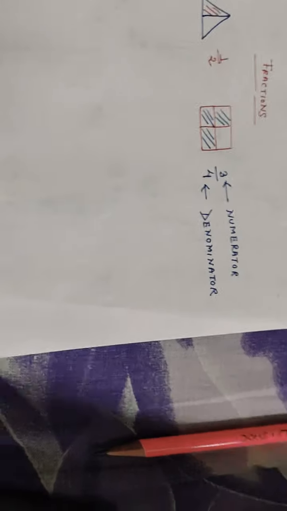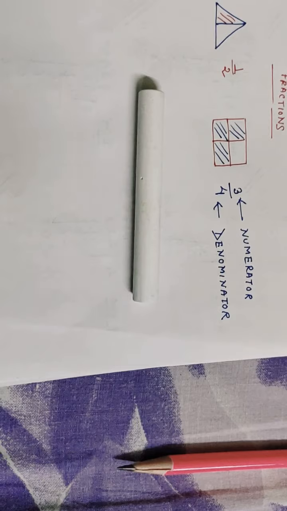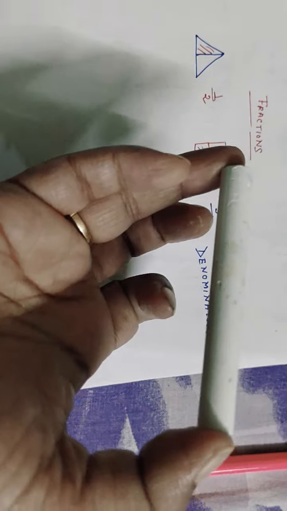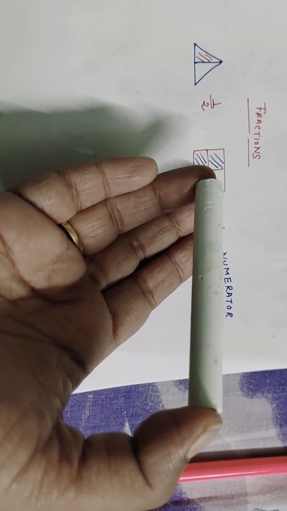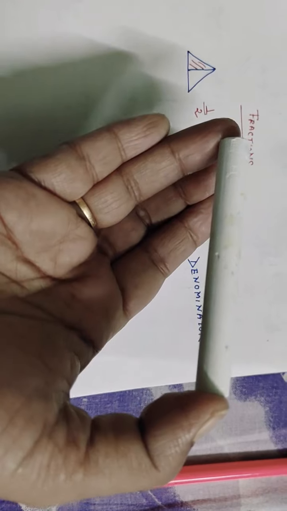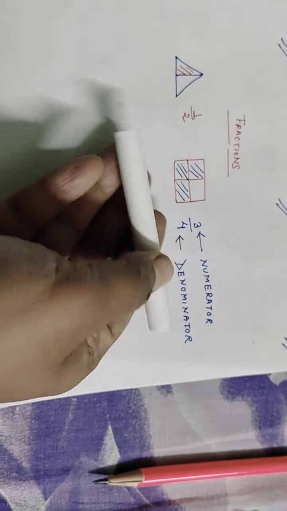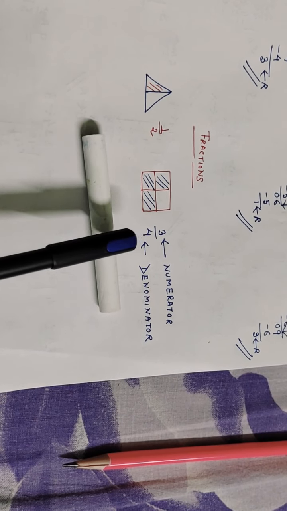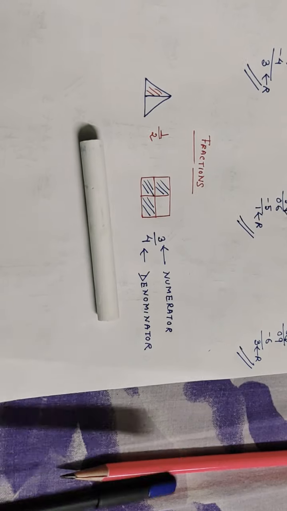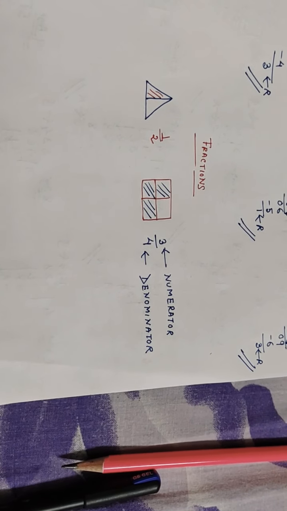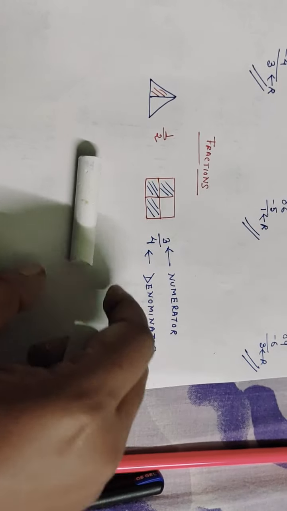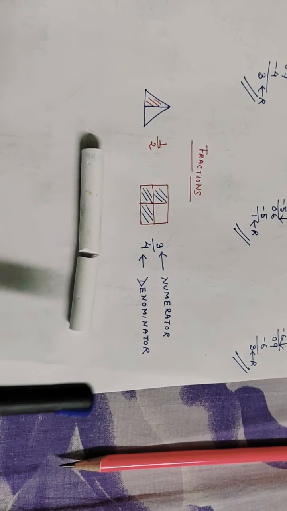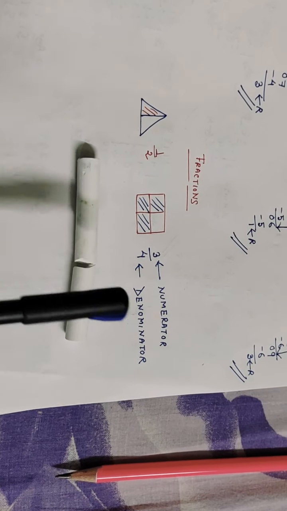Whole thing. Suppose, for example, this is a chalk pencil. This chalk pencil is one complete whole thing, isn't it? And when this one is divided, then it will become a fraction. It means suppose I am dividing, just for example, this is not equal. So it becomes a fraction now.